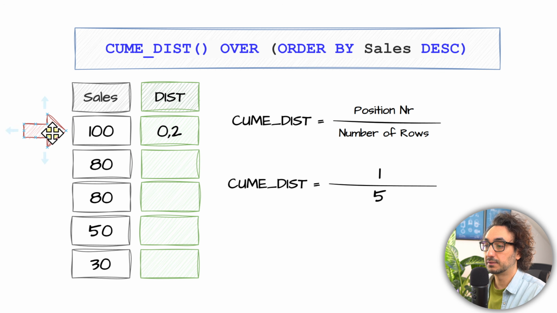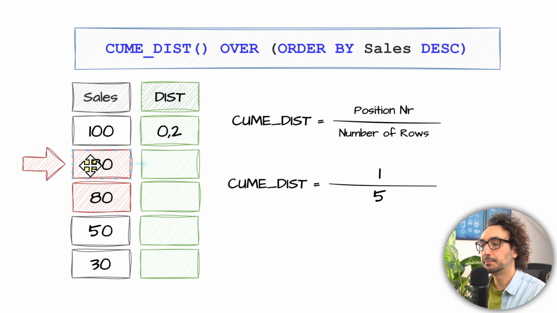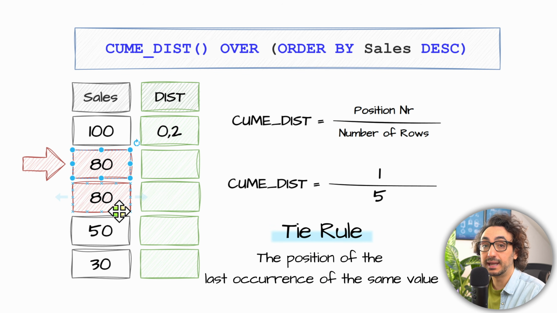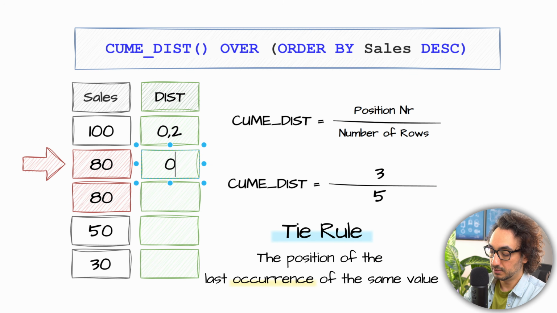Okay, so now SQL gonna go to the next row, and this time we're gonna get a special case. As you can see, we have the 80 twice. So we have here a tie. So now first we need the position number. As you can see, we are at the position number 2, right? But since we have the 80 multiple times, SQL gonna go and take the last position that we see the value 80, and the last position gonna be the record number 3. So that's why SQL gonna say for this record it's gonna be the position number 3 and not 2, and then it's gonna go and divide it by 5, and we will get the value of 0.6.